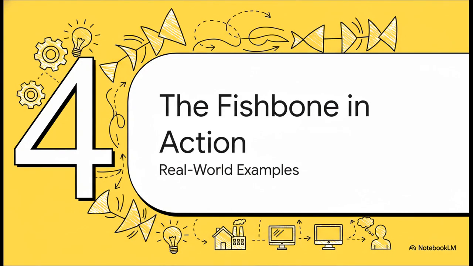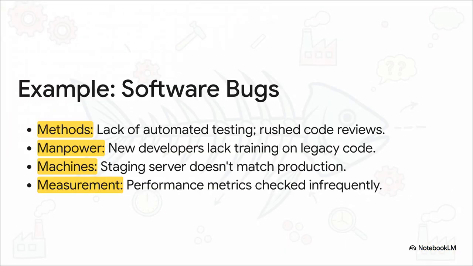All right, let's see how this thing flexes its muscles in the real world. Here are a couple of examples that really show off how versatile this tool is. First up, a software team that's just getting hammered with bugs. They run a fishbone and find out it's not one thing, it's a perfect storm. Under methods, their code reviews are rushed. Under manpower, new devs aren't getting trained properly on old code. Even their machine, the test server, doesn't match the live one. The problem was coming from everywhere.